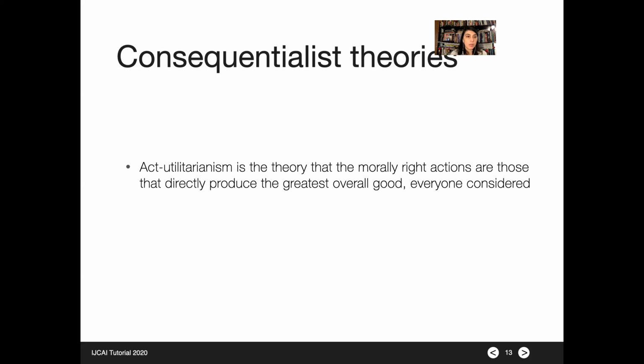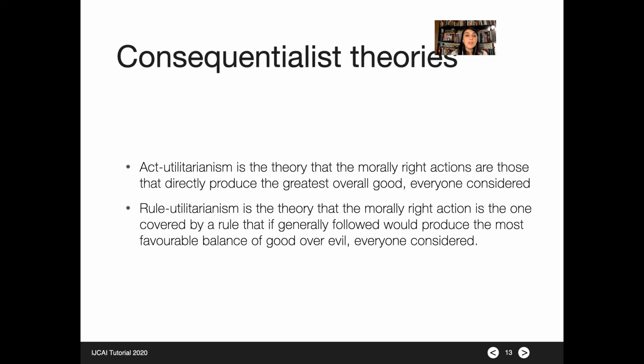So, a little bit more specific: act utilitarianism is the theory that the morally right actions are those that directly produce the greatest overall good, everyone considered, and rule utilitarianism is the theory that the morally right action is the one covered by a rule that, if generally followed, would produce the most balance. So we are looking for a general rule in order to be more efficient with our time when we consider all the possible consequences of all the possible options that we face all the time.